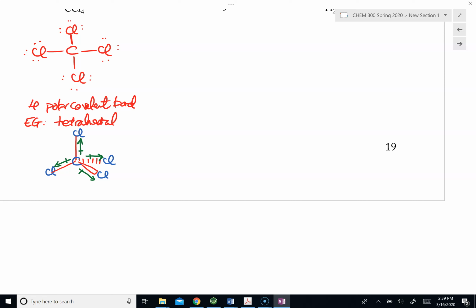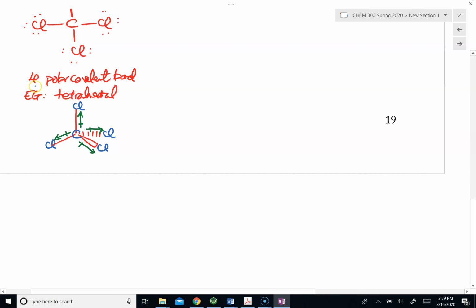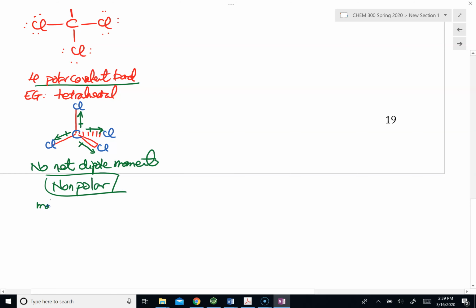Anytime we have the tetrahedral geometry, and we have 4 dipole moments pointing in opposite directions from each other, what will happen is that they will cancel each other out. So in this case, there are 4 polar covalent bonds. But because all these 4 dipole moments cancel each other out, there's no net dipole moment. So therefore, the molecule is nonpolar. And nonpolar here refers to the molecular polarity.